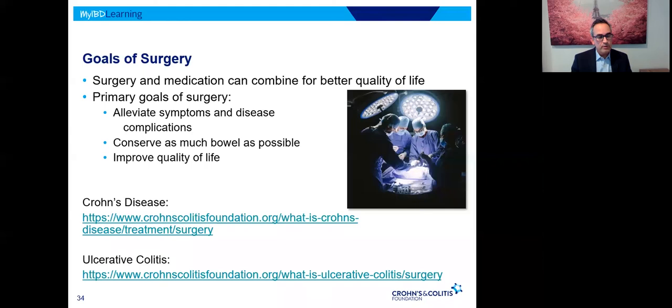There's a nice couple of links there for you for Crohn's disease and ulcerative colitis on surgery and its role in management. And I hope you get a chance to review that. That's some very good information there.